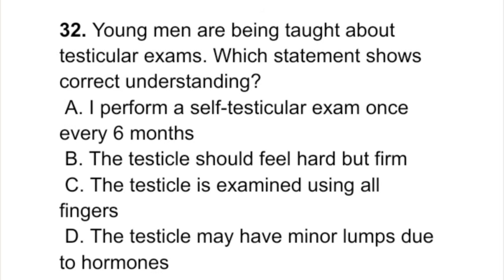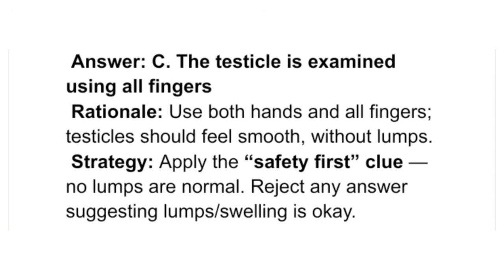32. Young men are being taught about testicular exams. Which statement shows correct understanding? A. I perform a self-testicular exam once every 6 months. B. The testicle should feel hard but firm. C. The testicle is examined using all fingers. D. The testicle may have minor lumps due to hormones. Answer: C. Rationale: use both hands and all fingers, testicles should feel smooth, without lumps. Strategy: apply the safety first clue, no lumps is normal. Reject any answer suggesting lumps or swelling is okay.